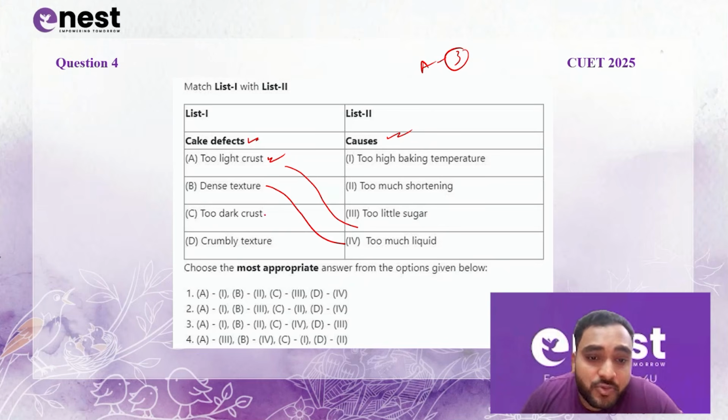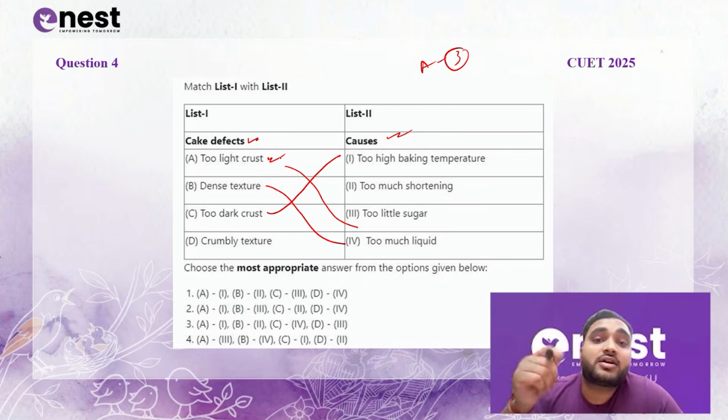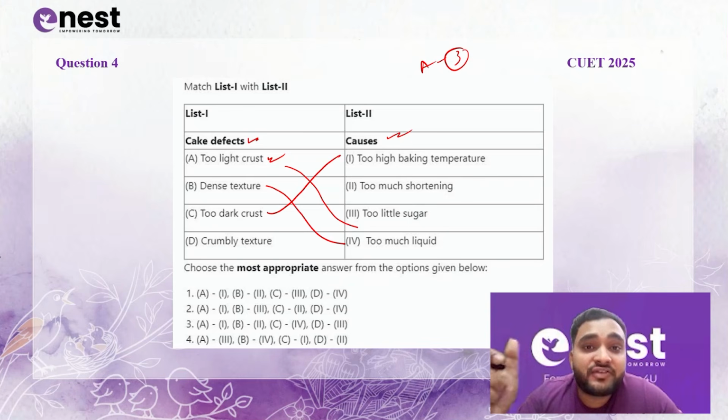Then if we see the third option, too dark crust, it is because of too high baking temperature. If the oven is operated at a very high temperature, the heat will not have enough time to penetrate, and it will cause the burning from outside. And crumbly texture is because of too much shortening.